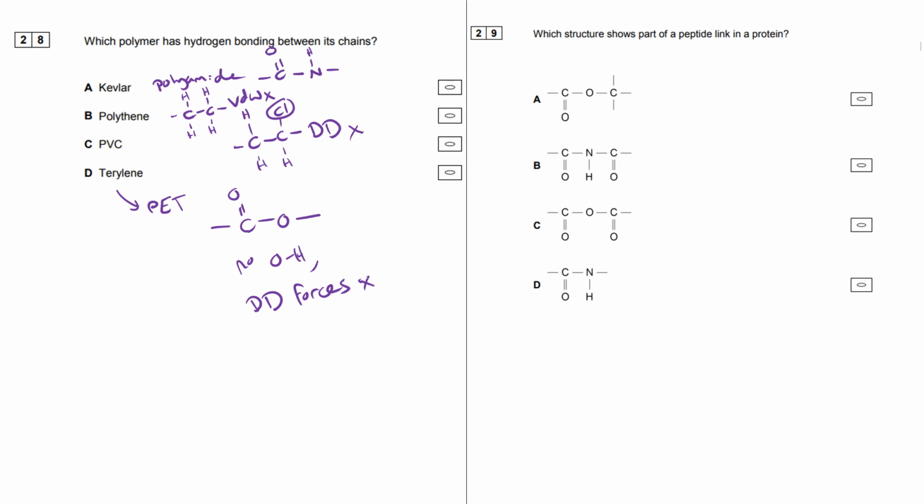Kevlar is our only polyamide. Polyamides have an NH group, so a delta positive hydrogen, which would be attracted to the lone pair on the oxygen or the nitrogen of adjoining chains. So Kevlar, our polyamide, will have hydrogen bonds between chains.